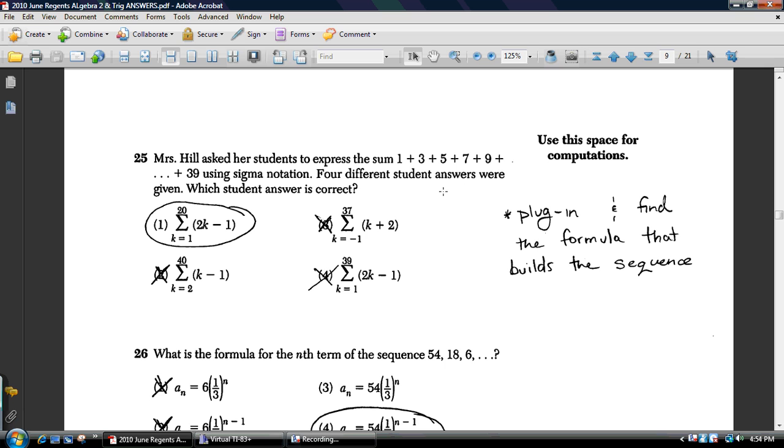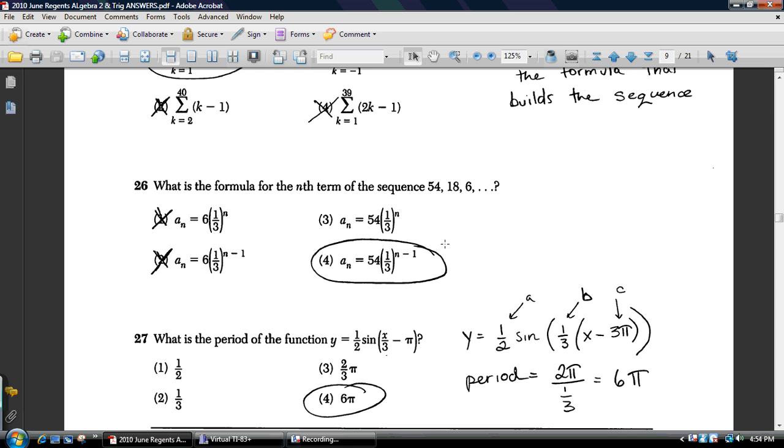You're just trying to build out this sequence in 25. This is called sigma notation. You start here, you go up to here, you plug in whole numbers 1, 2, 3, 4, 5, 6, 7. And so you want to just plug in until you find which one of these formulas builds this exact sequence. And it's choice 1.